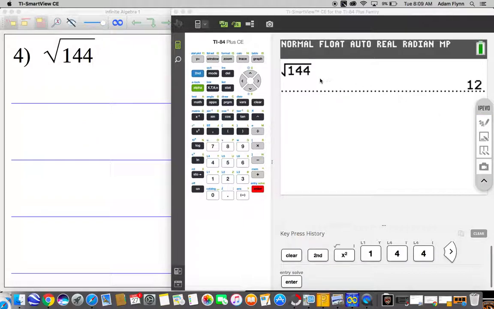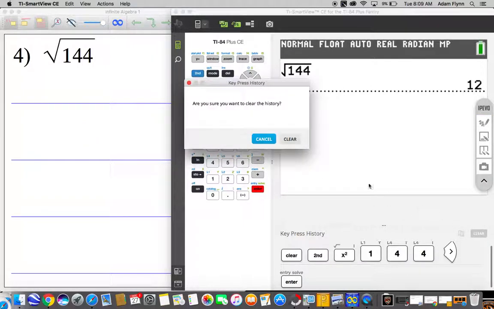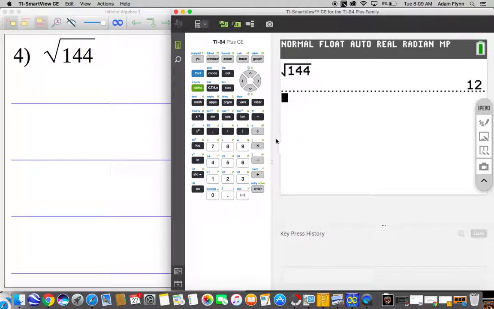So really, as long as you know how to use a calculator, these really aren't that bad. It's not like we're really even doing any math. We're just plugging in the information and letting our calculator do all the work.